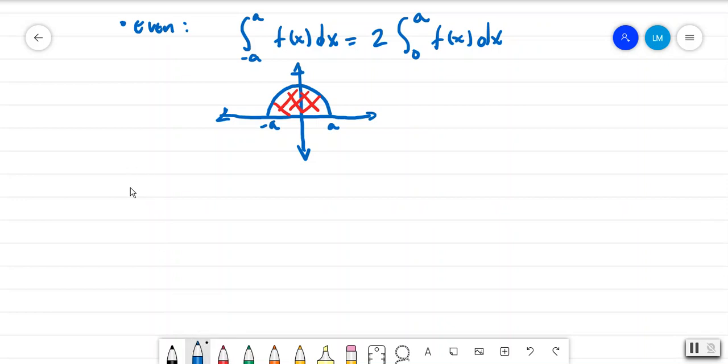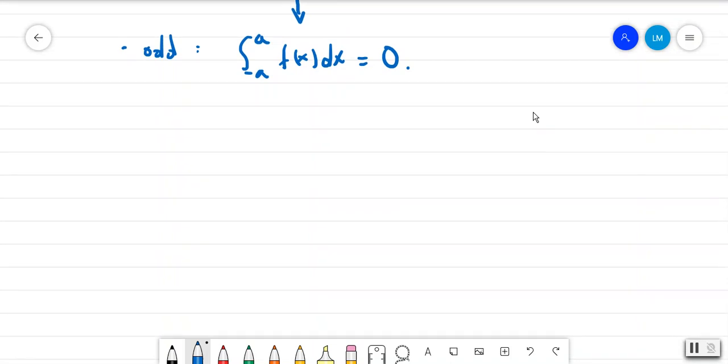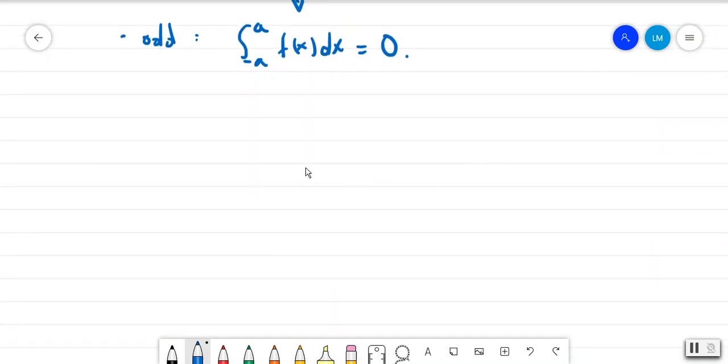But with an odd function, you're still integrating from negative a to a, except in this case, when we integrate that function f of x dx, it's actually going to give you 0. One way to look at this is that we are calculating net area. So if we have regions below the x-axis and above the x-axis, they might cancel themselves out.